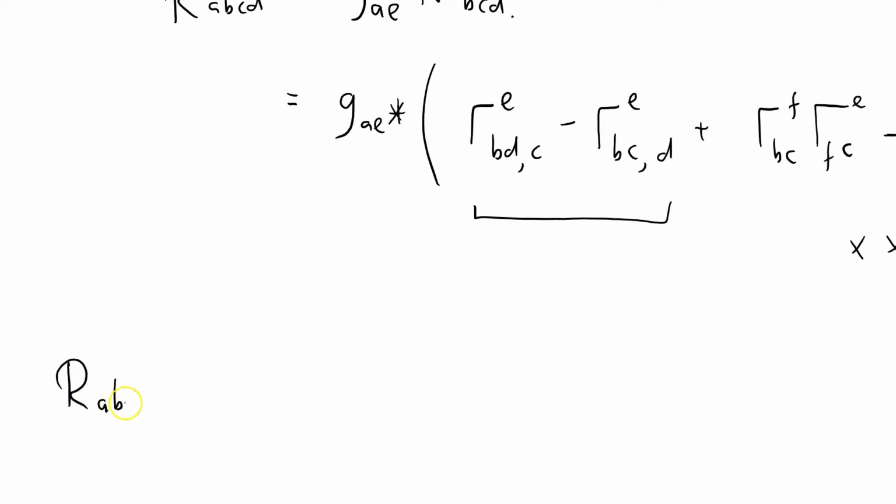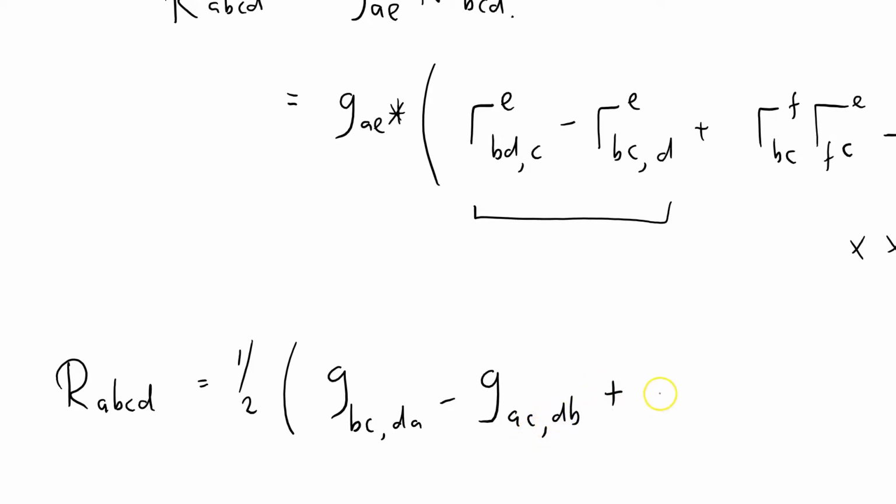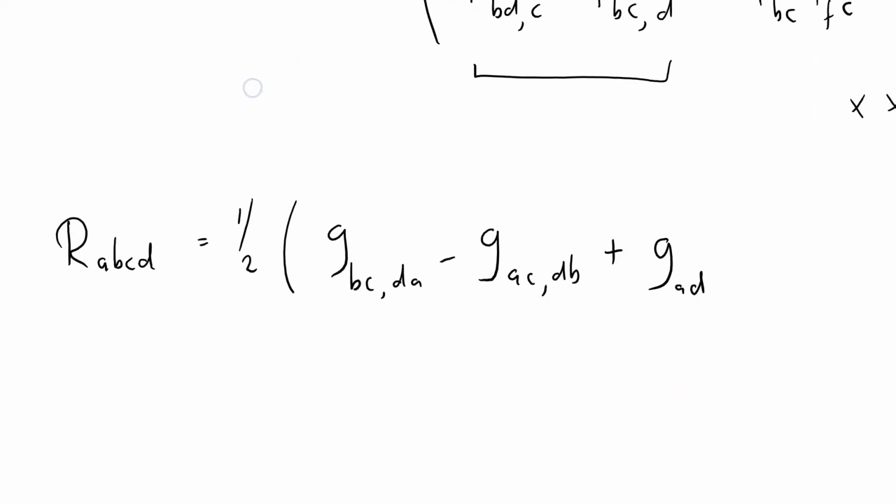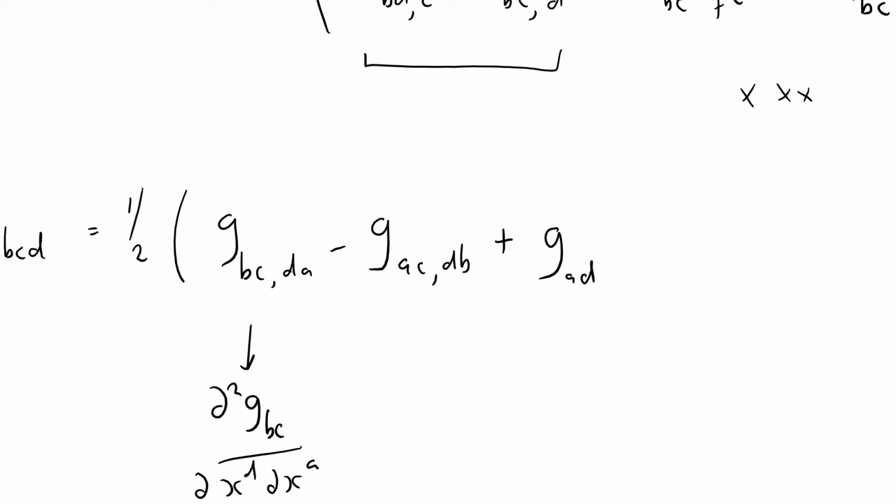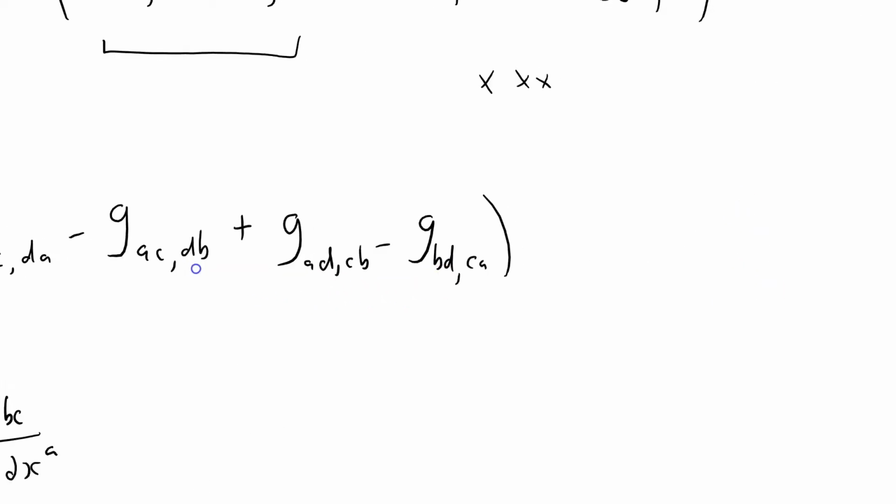We've got R_{abcd} equals 1/2 of g_{bc,da} minus g_{ac,db} plus g_{ad,cb}. Of course, these are partial differentials. So this one here is ∂²g_{bc} by ∂x^d ∂x^a. So it's a bit of a mess. Plus, what's this one here? That's g_{ad,cb}, minus the fourth term, you could probably figure it out, g_{bd,ca}. Well, that's pretty bad.